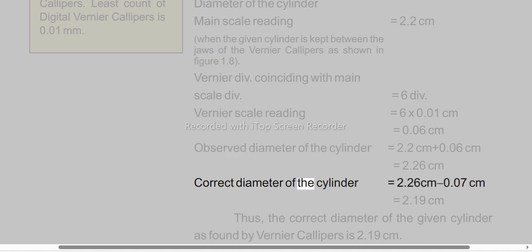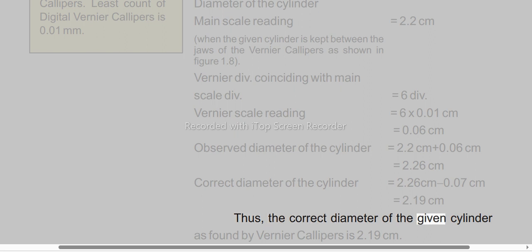Correct diameter of the cylinder equals 2.26 cm minus 0.07 cm equals 2.19 cm. Thus, the correct diameter of the given cylinder as found by vernier calipers is 2.19 cm.